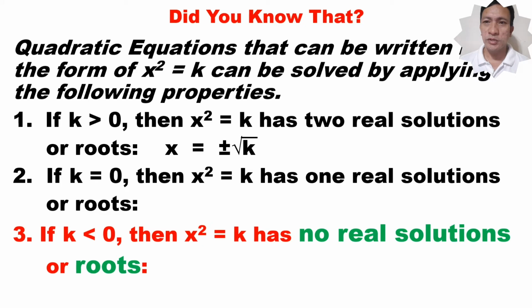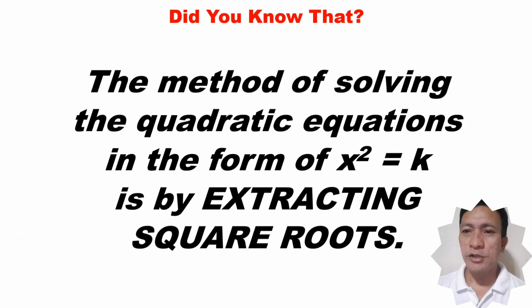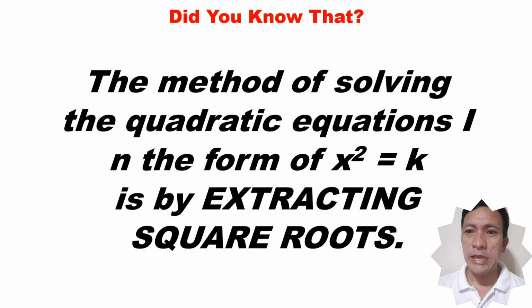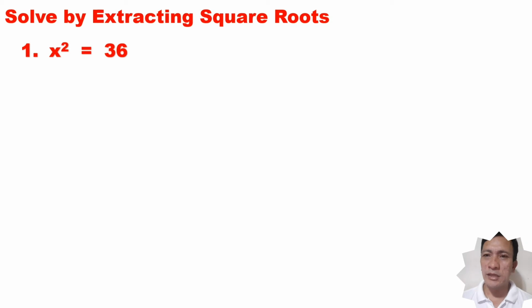real solutions or roots. Again, the method of solving quadratic equations in the form of x squared equals k is by extracting square roots. Let us take some examples of quadratic equations that can be solved by extracting square root.